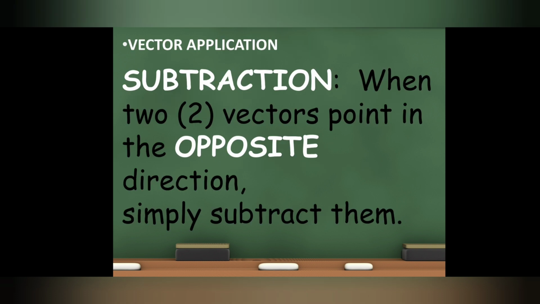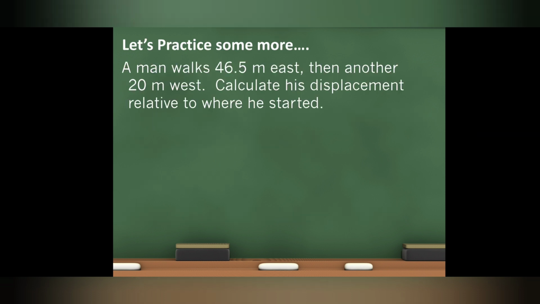Similarly, there is one more application of vectors, that is subtraction of vectors. When two vectors point in opposite directions, then we simply subtract them. Now let's practice one more sum. A man walks 46.5 meters east and then 20 meters west. East and west are two opposite directions. Calculate his displacement relative to where he started. From one point to the other point and again back, you see that they are opposite in direction. Hence we subtract 20 from 46.5 and finally we get 26.5 meters east.